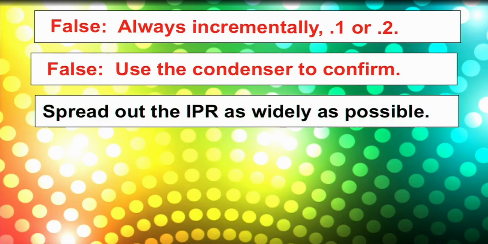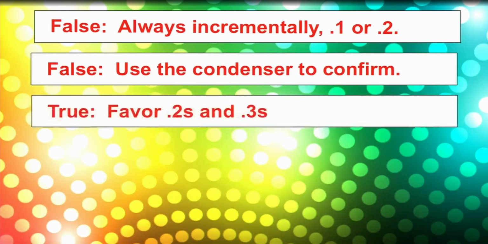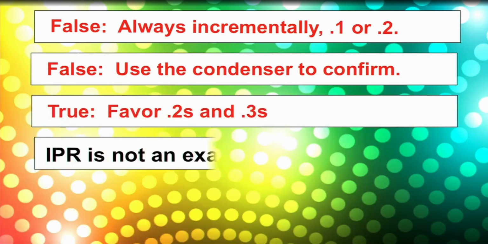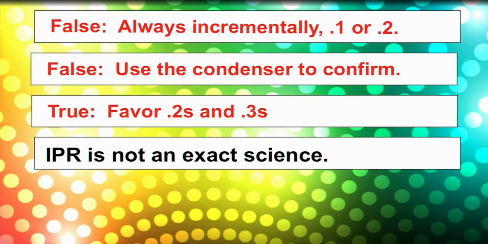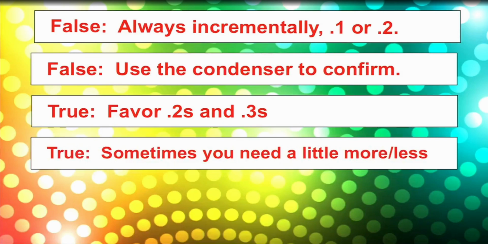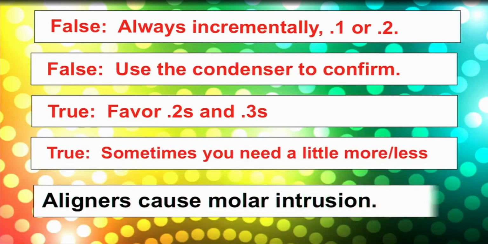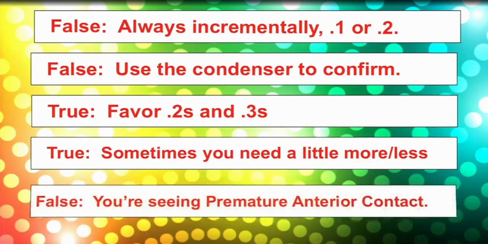Okay, spread out the IPR as widely as possible. There you go, good. Favor 2s and 3s. Next, IPR is not an exact science. There you go, good. Now you're cooking. Sometimes you need a little bit more, sometimes you need a little bit less. Last, aligners cause molar intrusion. There you go. All right, false.